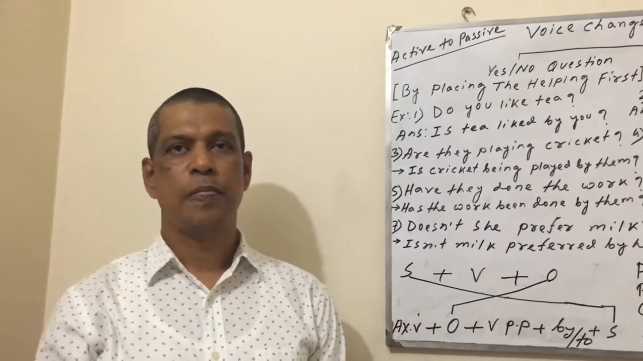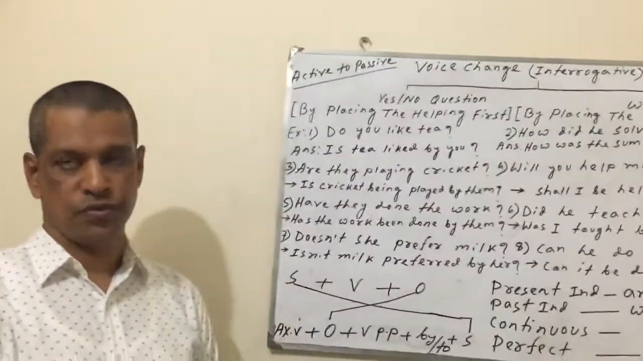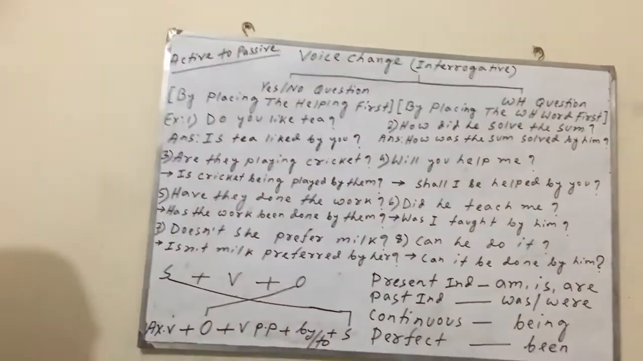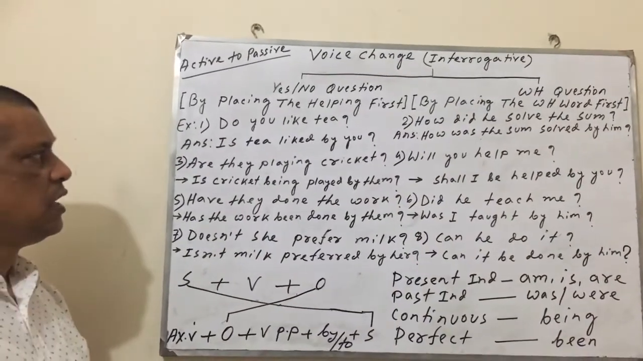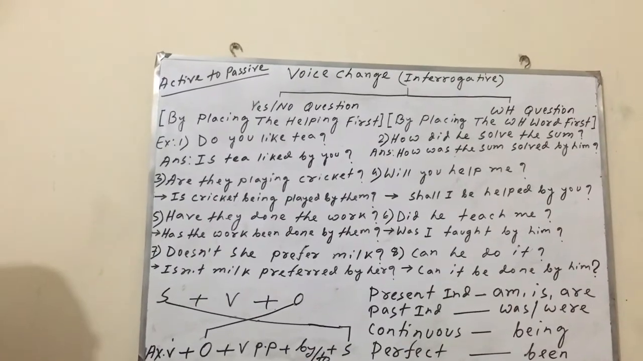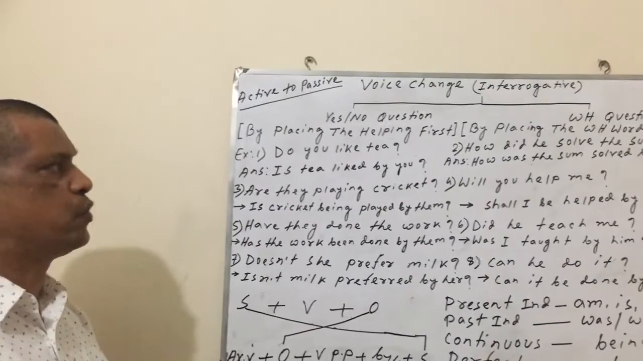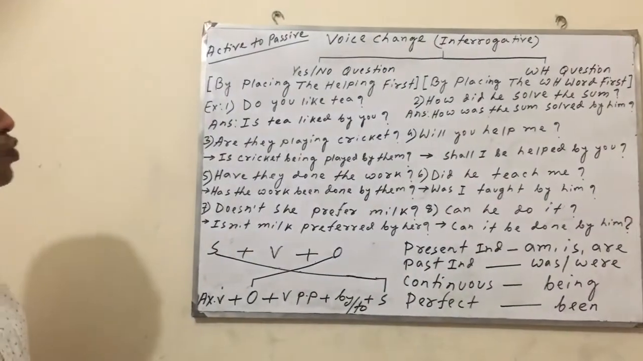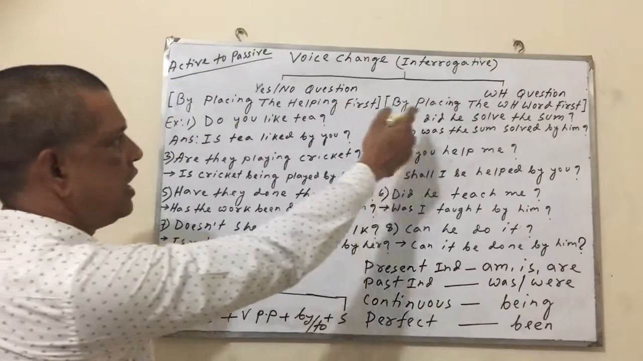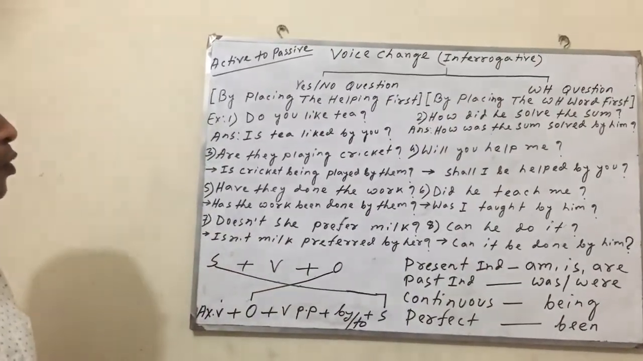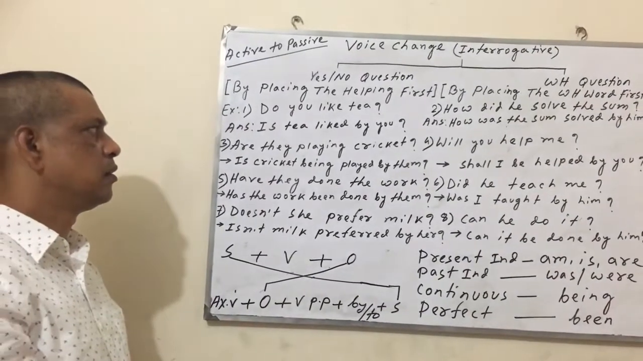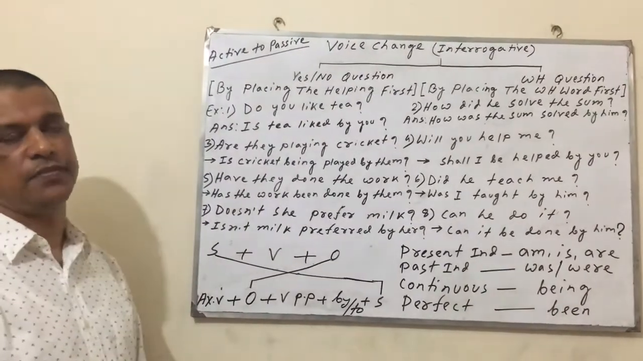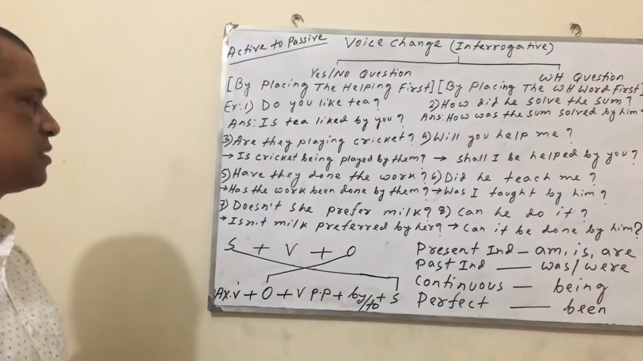Dear students, listen to me and follow the board. As this class is on voice change of interrogative sentences, first of all, you must know the basic structure of an interrogative sentence. What is an interrogative sentence? Interrogative sentences are of two kinds: yes-no questions and WH questions. Both questions must have an auxiliary verb before the subject. This is the basic structure of an interrogative sentence.